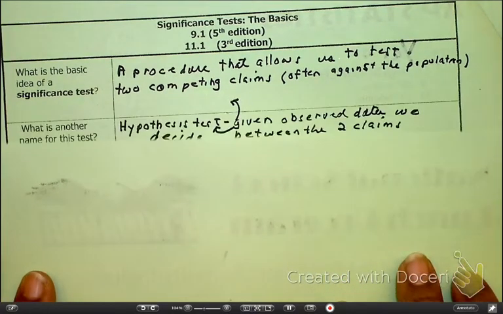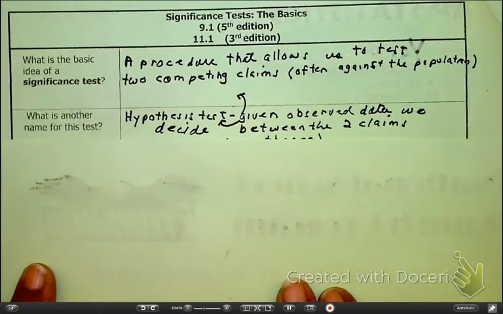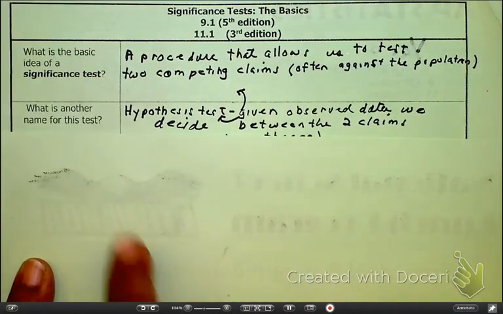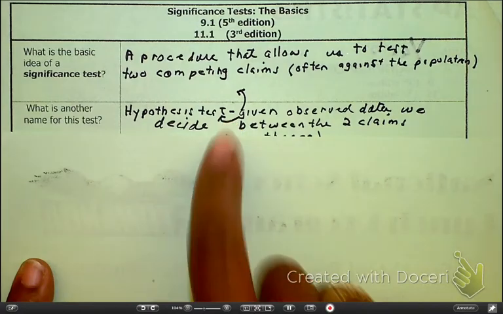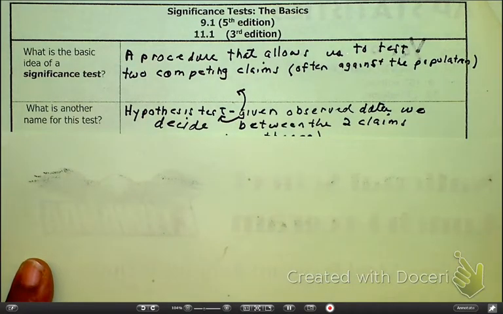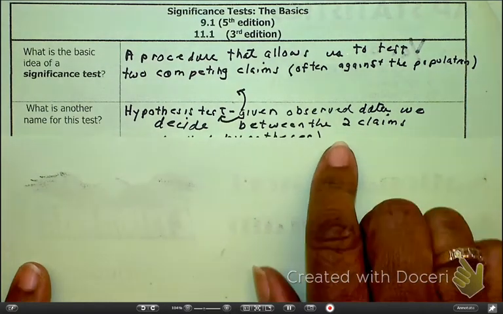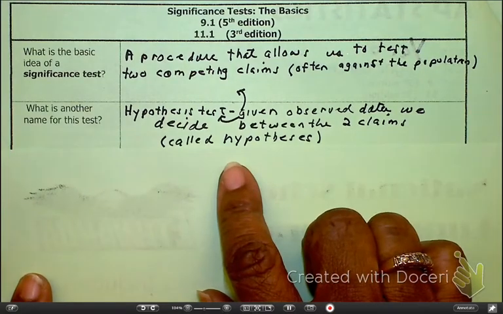Another name for it, as you can see right here, and you're going to hear me fluctuate back and forth: significance test, hypothesis test. So we're given observations of data, like me going to Costco and buying bottled water like I always do, and we have to make a decision between the two claims. When we do this, that is what's called the hypothesis.